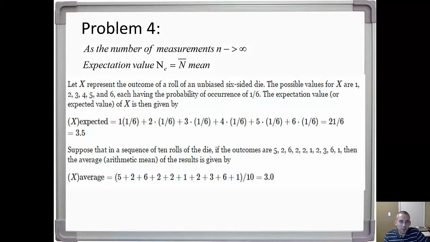So in the first part, we're calculating an expectation value. You can roll the die and you get 6 possibilities: 1, 2, 3, 4, 5, 6. And you have a 1 in 6 chance of rolling each.